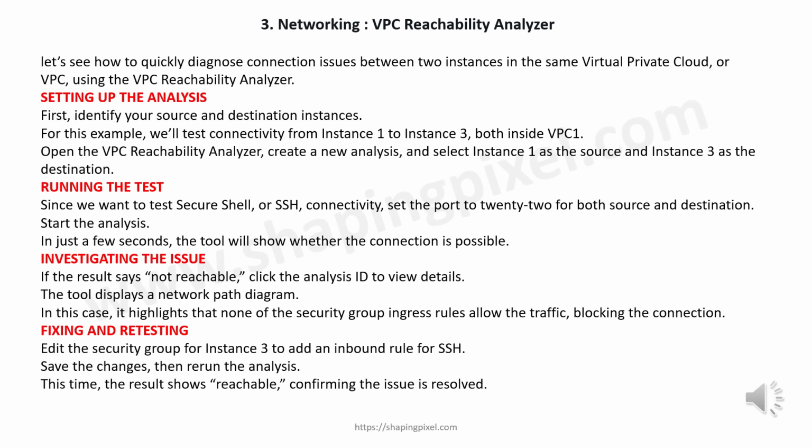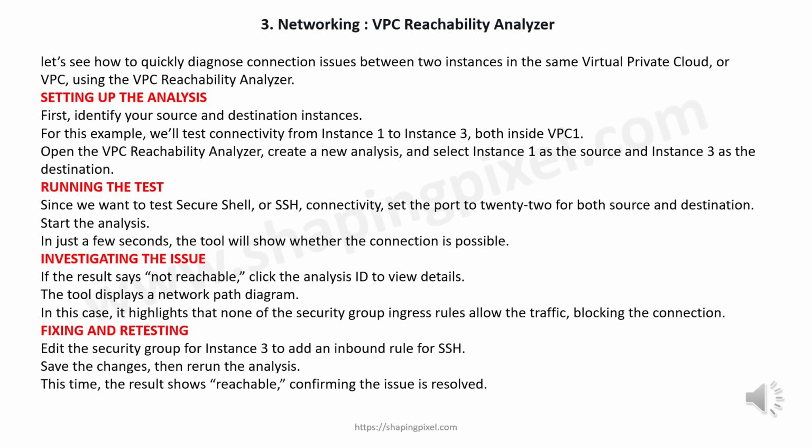Troubleshooting connectivity between Amazon EC2 instances can get complicated as your network grows. Today, let's see how to quickly diagnose connection issues between two instances in the same virtual private cloud, or VPC, using the VPC Reachability Analyzer. First, identify your source and destination instances. For this example, we'll test connectivity from instance 1 to instance 3, both inside VPC 1.